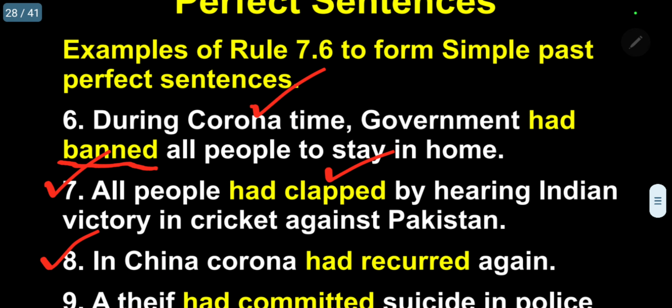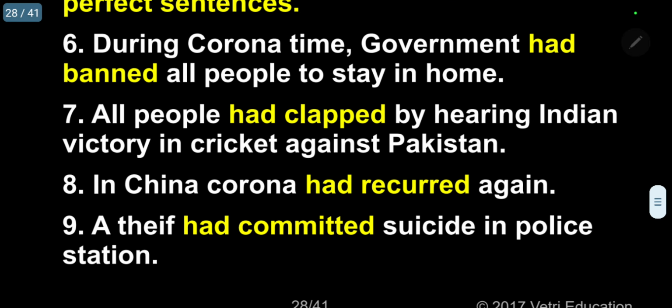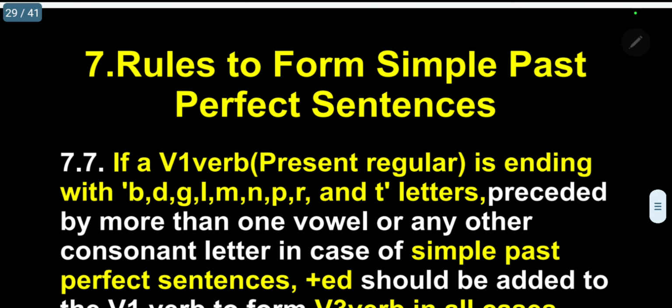Eight: in China, Corona had record again. Record. Nine: a thief had committed suicide in the police station. So, these are the examples.